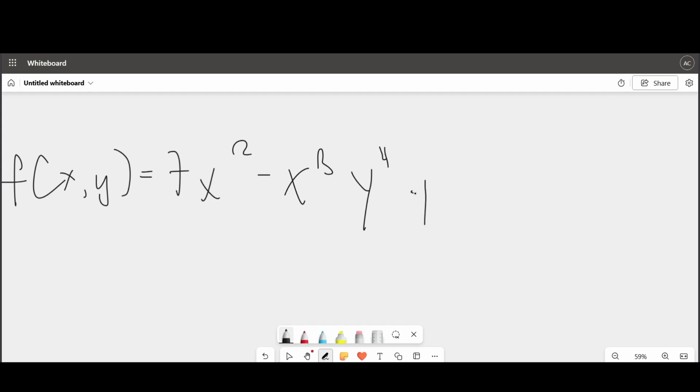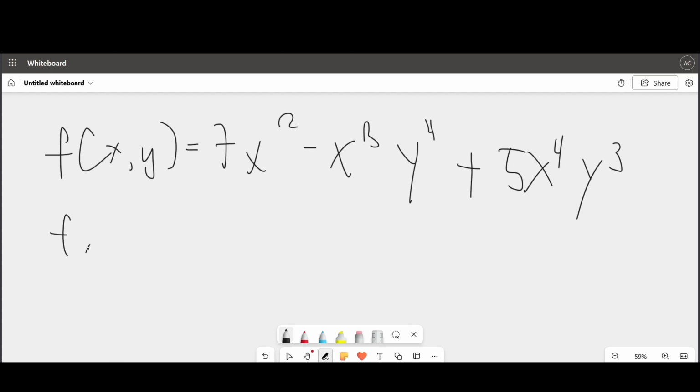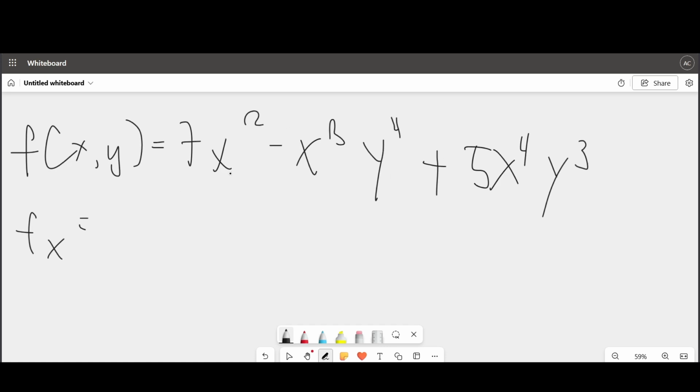Okay, 7x squared minus x cubed y4 plus... Then I'm just going to check if my answer is correct along the way. So we have 7x squared minus x cubed times y raised to the 4th power plus 5x raised to the 4th times y cubed. Okay. And now we're going to solve for the partial derivative of the function with respect to x. So we are going to make the variable y constant first before we get the answer.